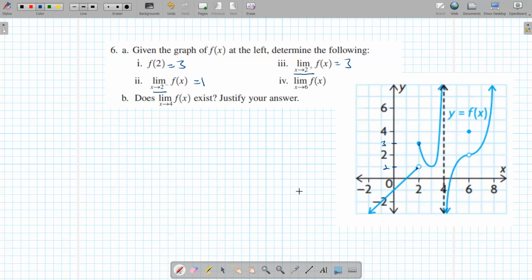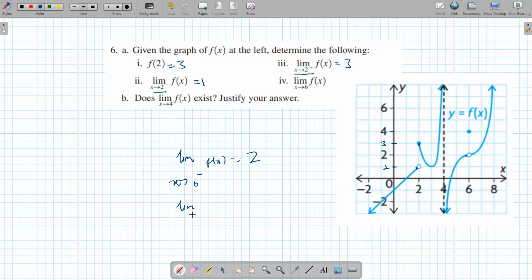Okay, the next one. Limit as x approaches 6, the fourth one there. So what's the y value from the left? We don't look at exactly 6. When we're talking about limits, we don't care about what happens exactly at 6, but we care about the right and the left sides. Look at 6 from the left side. What's the y value? 2. So 6 minus is 2.